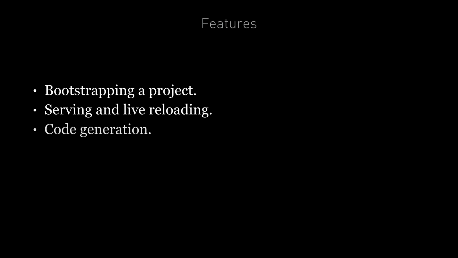The CLI also helps us with serving and live reloading. So the CLI starts a local web server and then we can view our application in the browser via localhost. And then the CLI also watches for any changes to our files and automatically reloads the web page if there are any changes. It also helps with code generation. So using the CLI, we can create components, directives, services, pipes, etc., all from the command line and all with the necessary files, folders, and boilerplate code included.